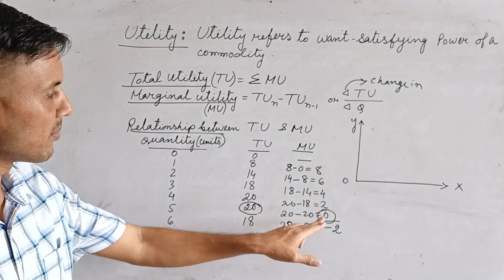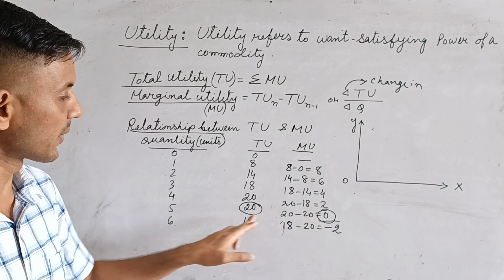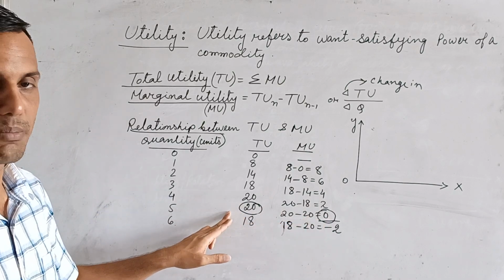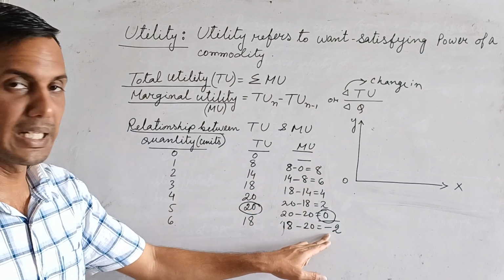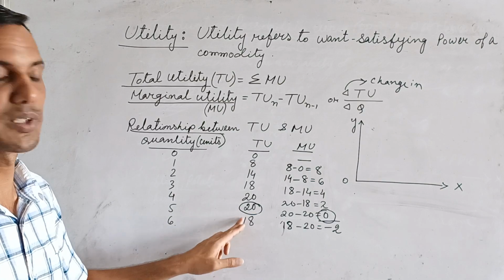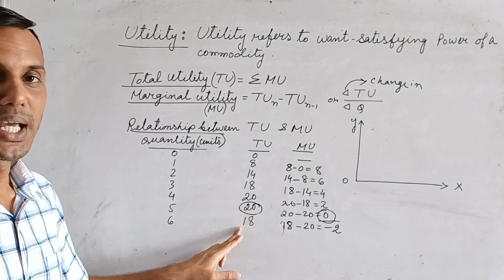The second one is when marginal utility is 0, then total utility is maximum. When this one is 0, then this one is the maximum. When marginal utility is negative, see here, -2, then total utility starts to fall. It means before it was 20, now 18.